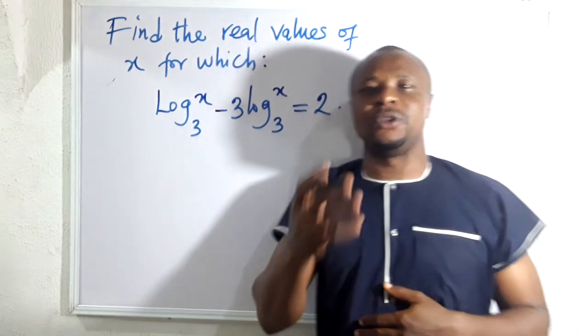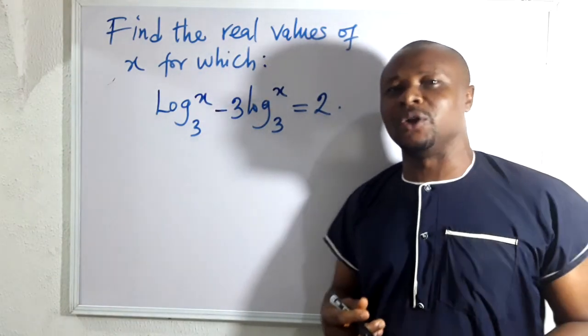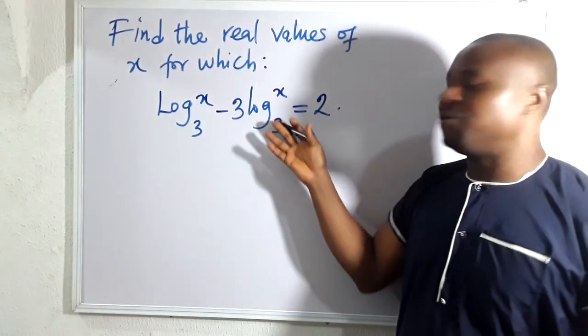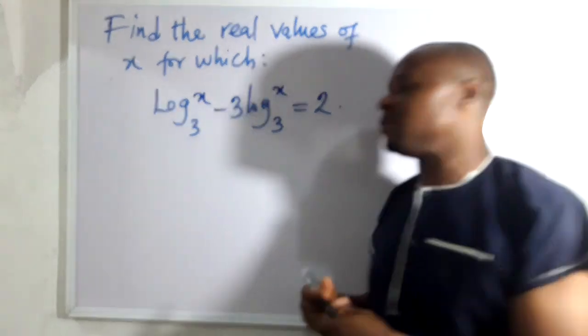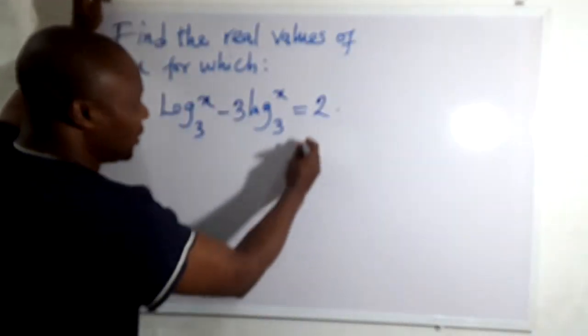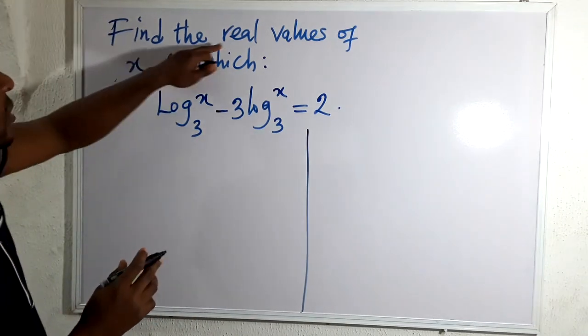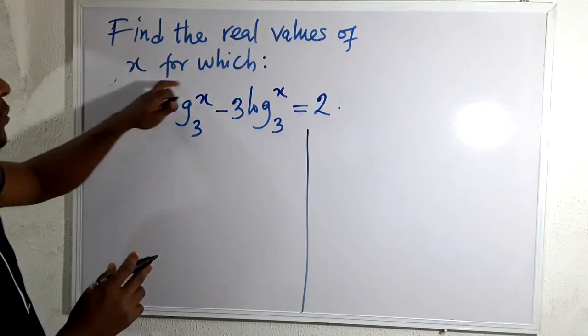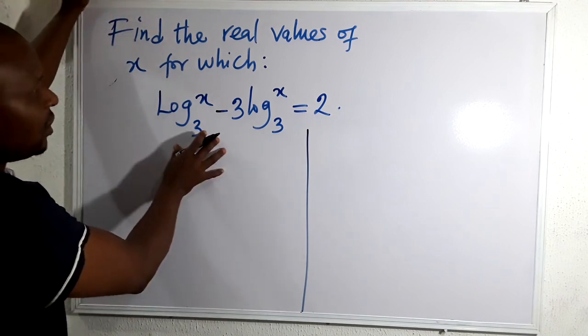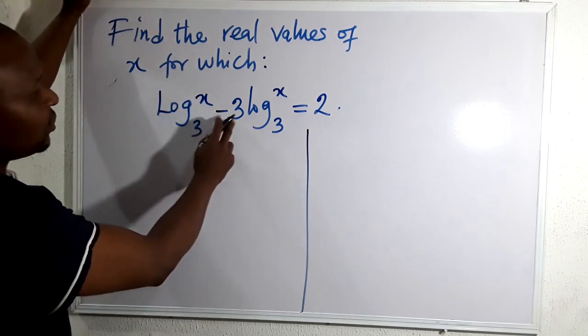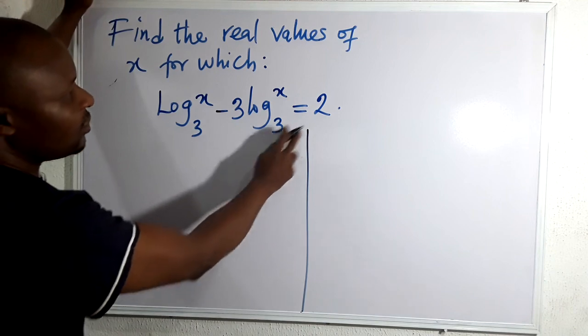In this video, we are going to learn how we can apply the laws of indices to solve problems like this. So let us dive right in. Now, we can see that the problem says find the real values of x for which log x to the base 3 minus 3 log x to the base 3 is equal to 2.